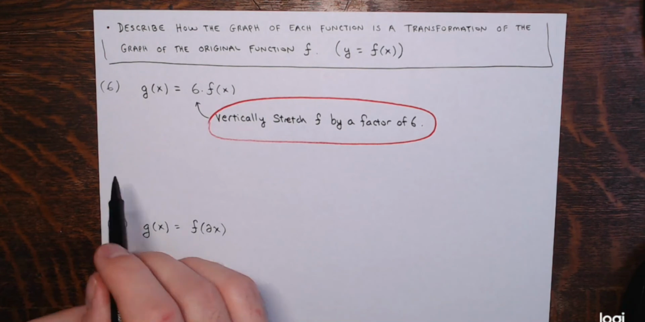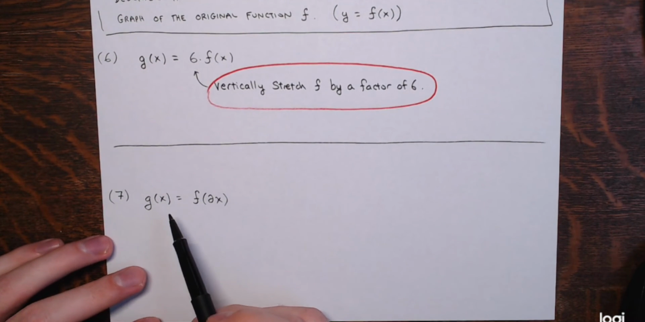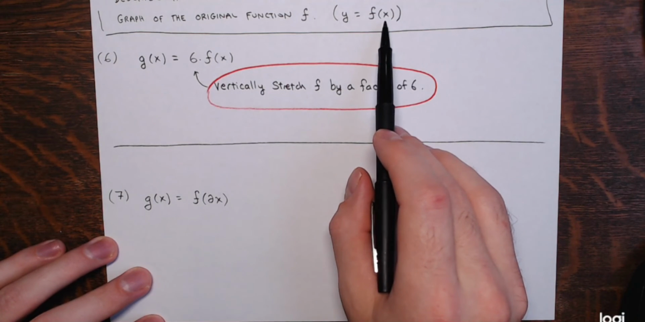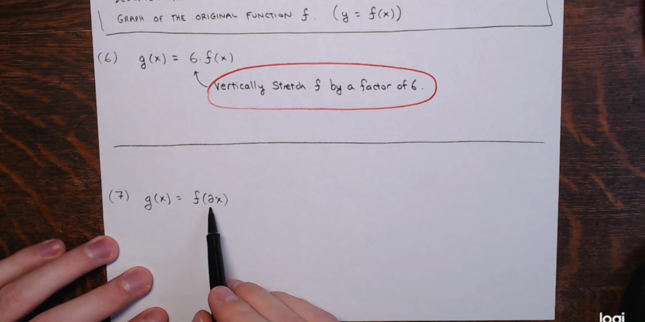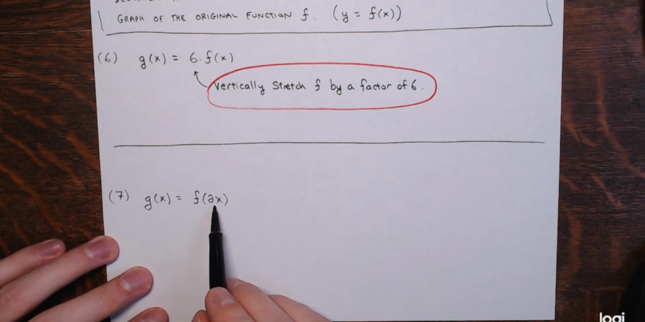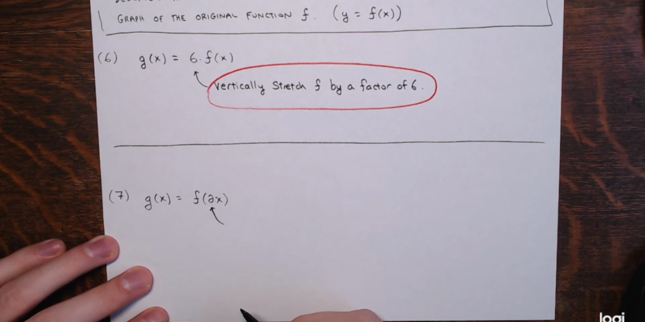Example 7. All right, so here we have g of x equals, and you know, we start off with f of x, and notice this 2 here is not on the outside, it's on the inside. This is f of 2 times x. So if x is replaced with 2 times x, remember that causes the x coordinates to change by a factor of a half.